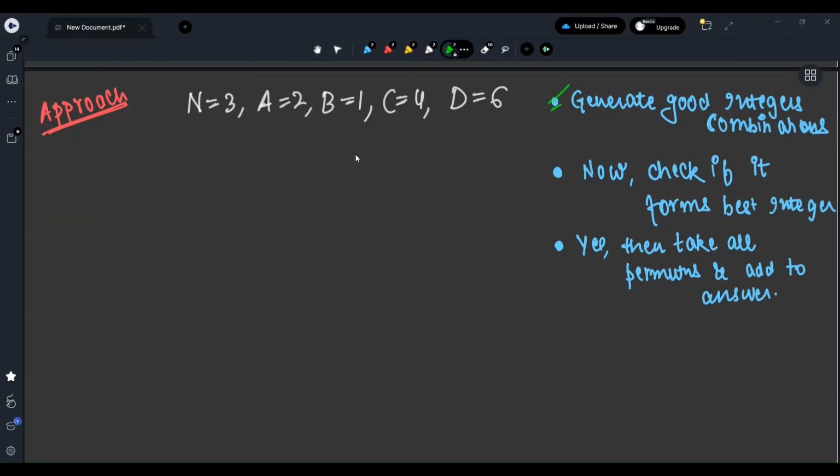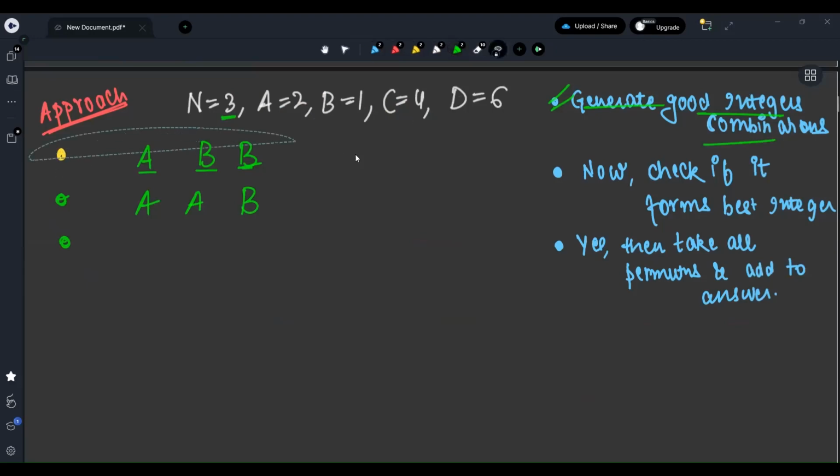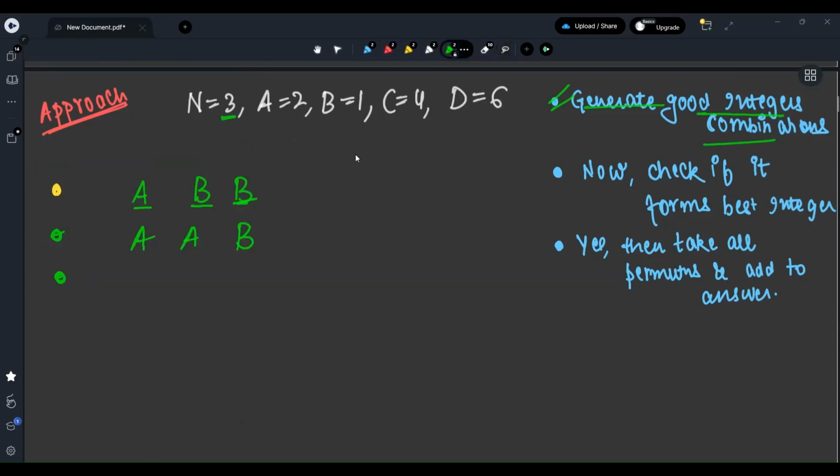First, our work is to generate good integer combinations. What are good integers? Permutations of A and B. But I don't want any arrangement, so let's try on the approach and you will get it. Let's say I have one A, then since I want 3 digits, the rest of them will be B. Let's say I have 2 A, then the rest will be B. Let's say I have 0 A, then B, B, B. And let's say I have 3 A, then no B will be there.